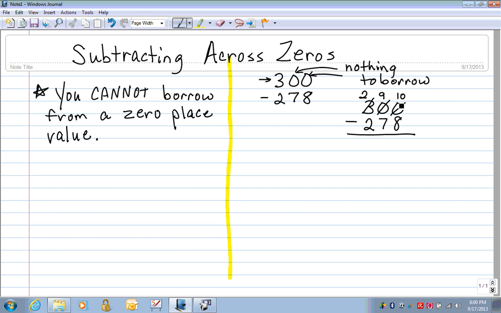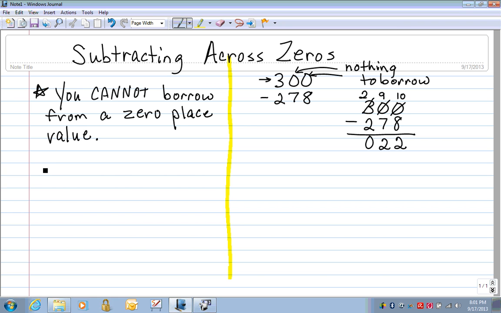So now let's subtract. 10 minus 8 is 2. 9 minus 7 is 2. And 2 minus 2 is 0. You can place your 0 there or you don't have to. Pause and let you catch up.